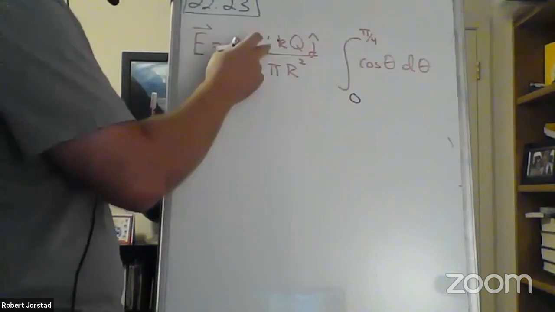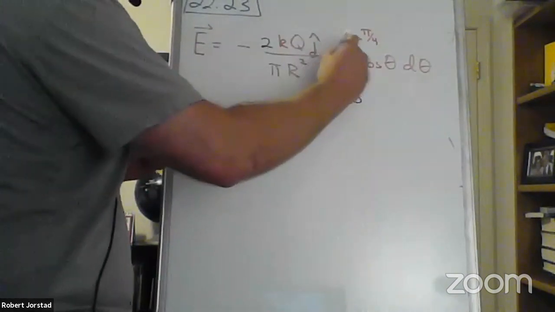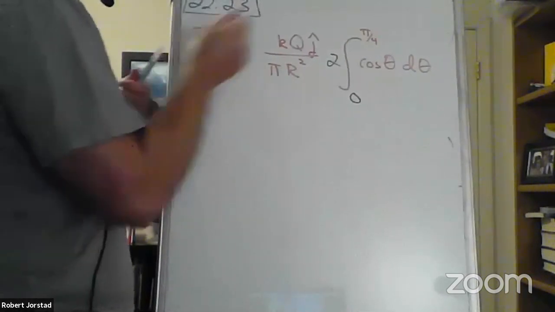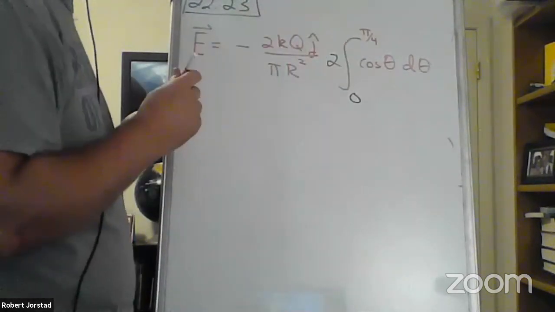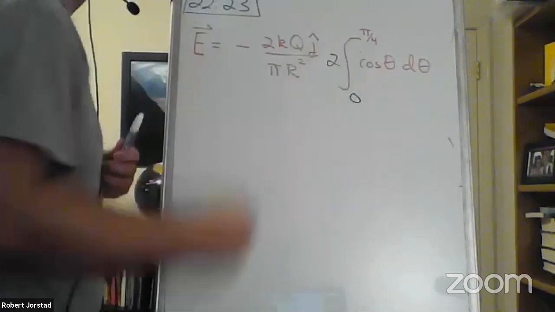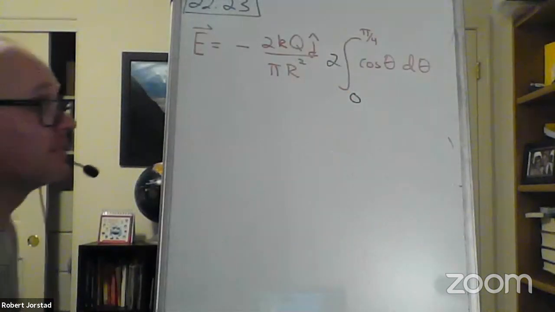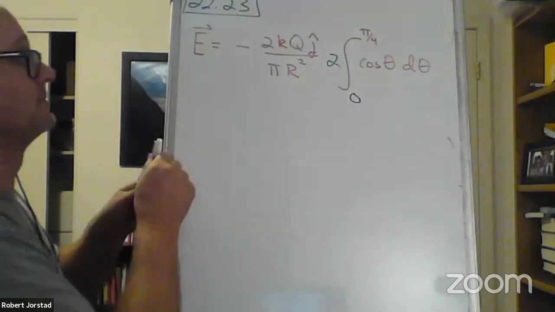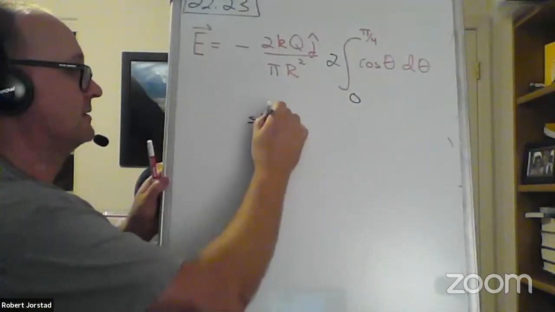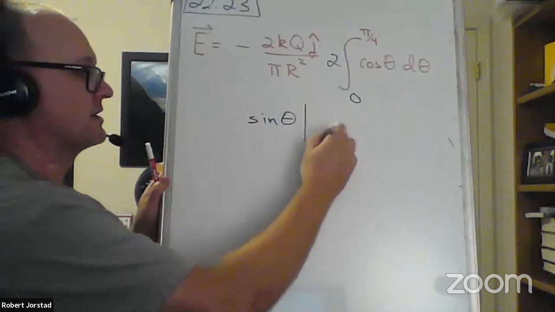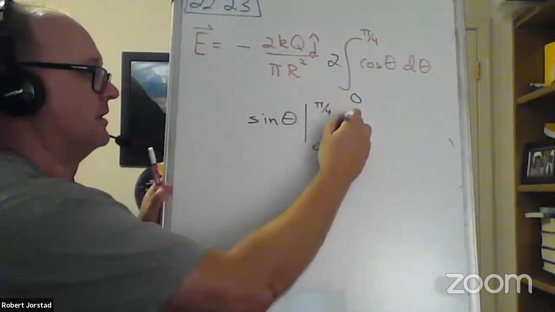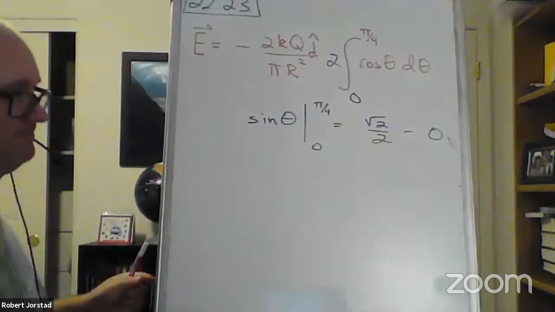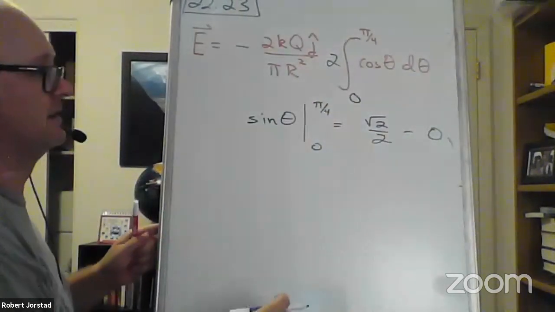There was already a 2 there. So again, you could think of it like this if that makes you feel better. But you're going to get a 4 somewhere. And so now, integral of cosine, well, I've got to think. The derivative of sine is cosine, so that should be it, right? So I get sine theta evaluated at 0 and pi over 4, which is going to be root 2 over 2 minus 0, or 0.7071.